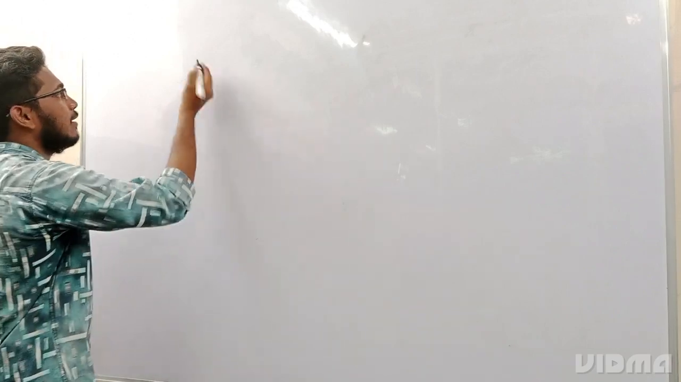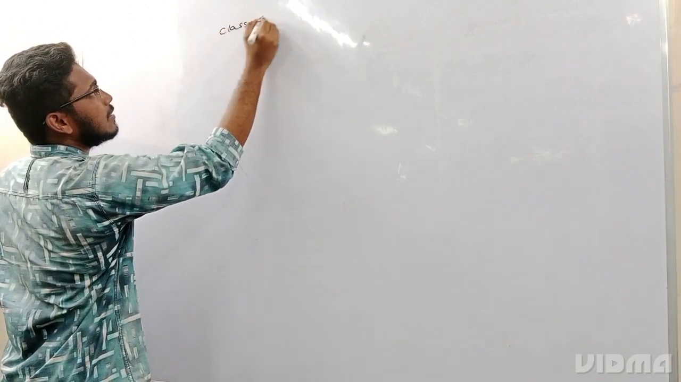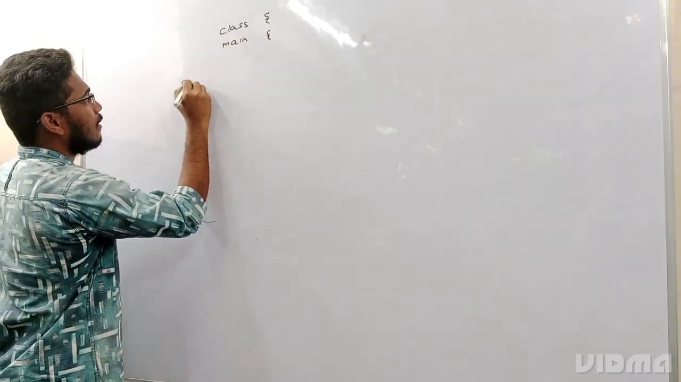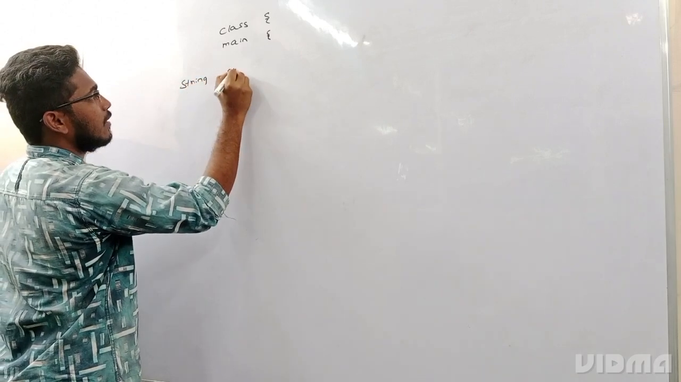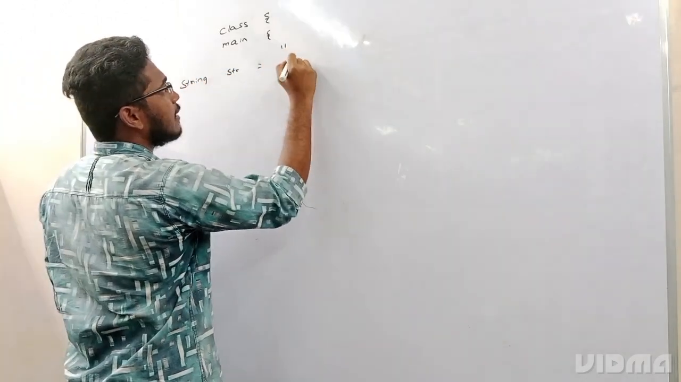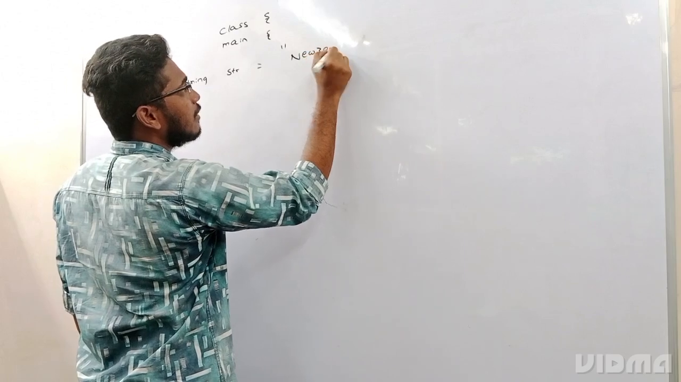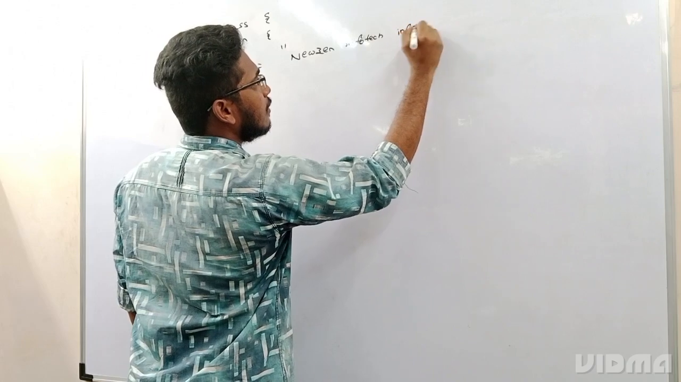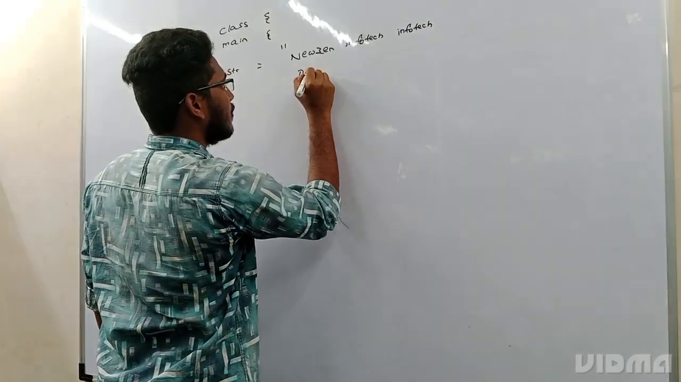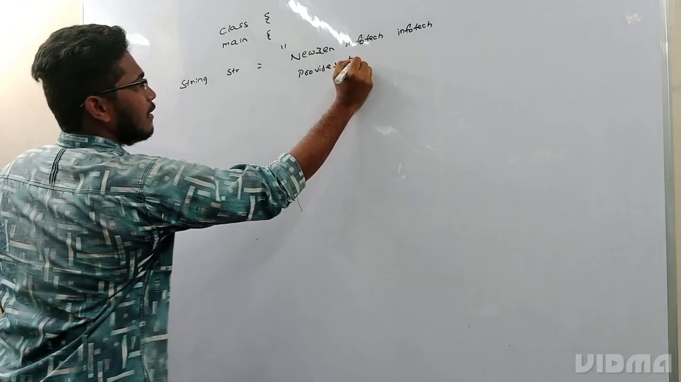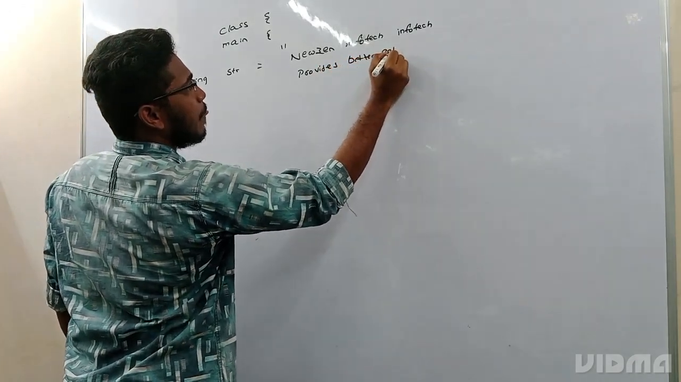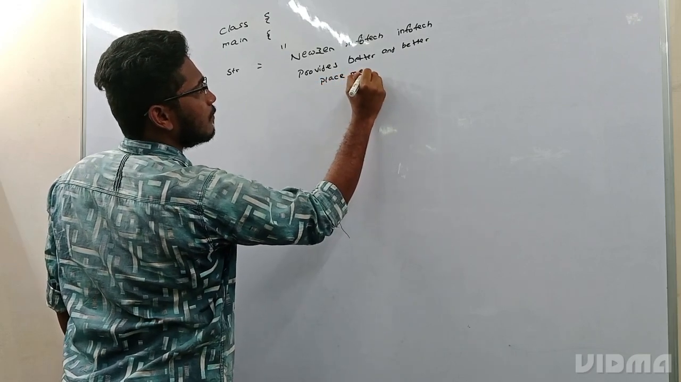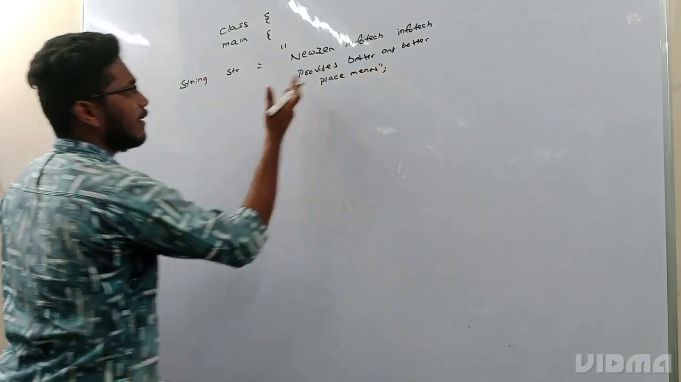So I will start with a class name, giving some class name and the main method. Now I will take a string object with some reference variable, and I will create a string value: Newgen Infotech provides better and better placements. This is the string I have taken, sir.